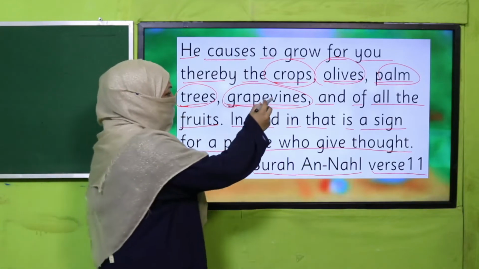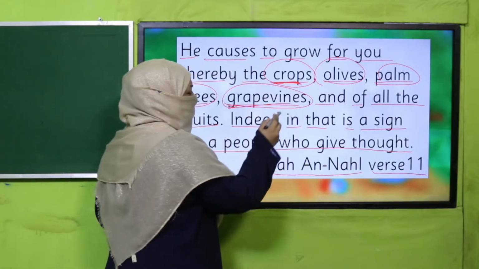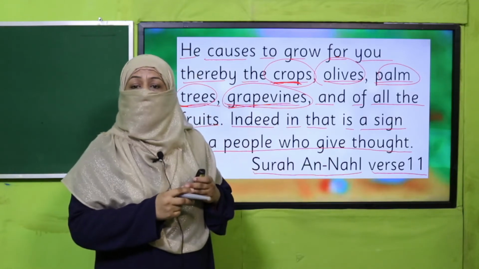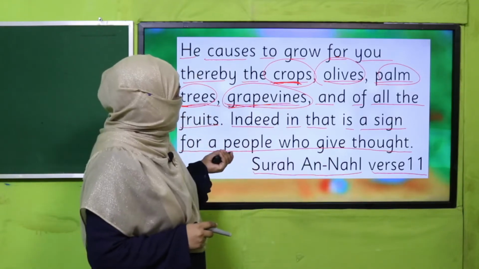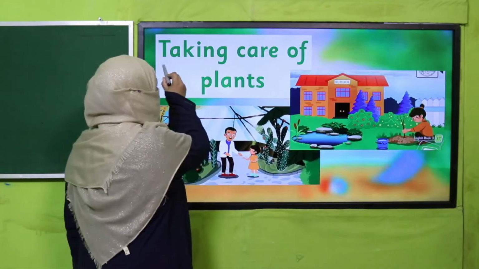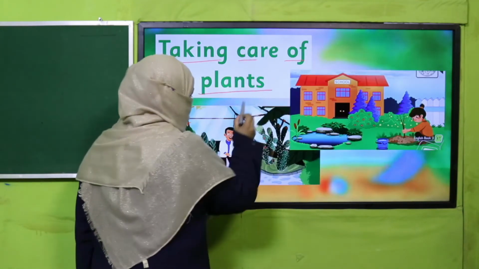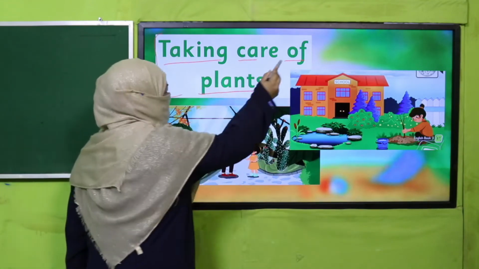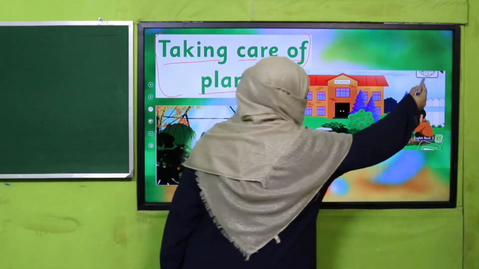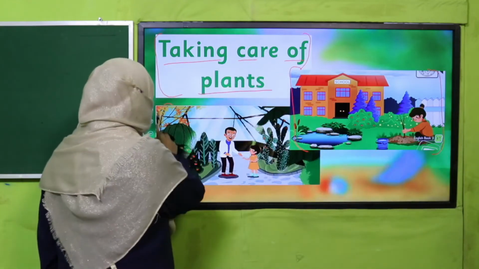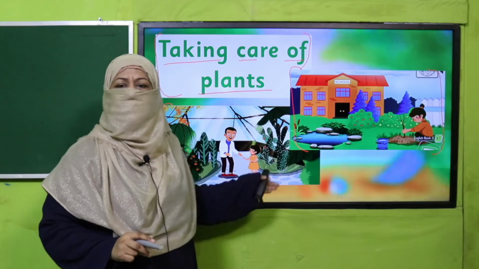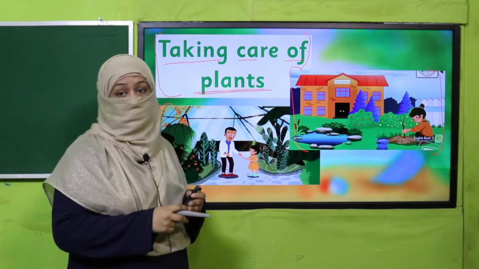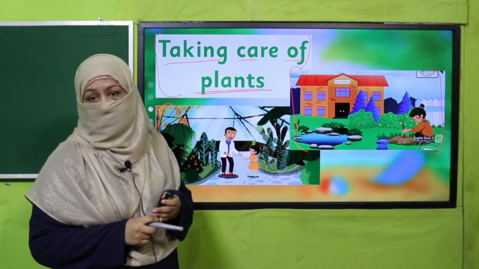Now, my dear children, you see crops and grapevines are different. Trees are different. So let's see what our text is. Its title is Taking Care of Plants. And look at the picture. Let's find out, by looking at the title and the pictures in your text, what type of words this text might have. We are talking about plants, so there is definitely a discussion about plants.